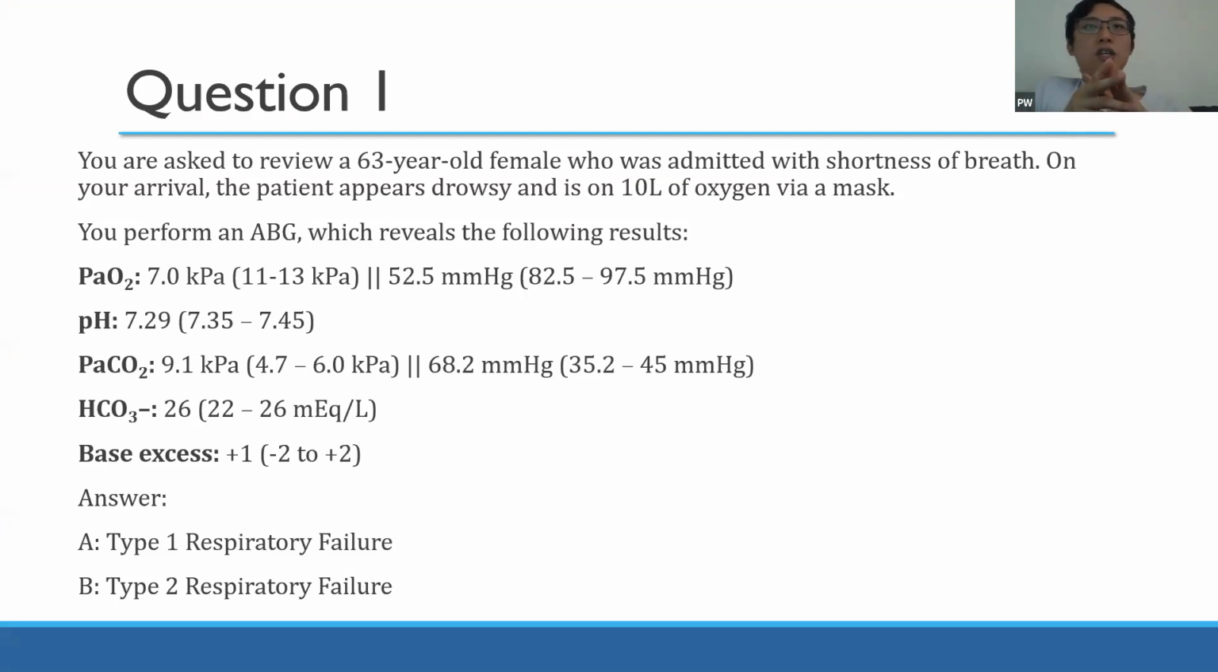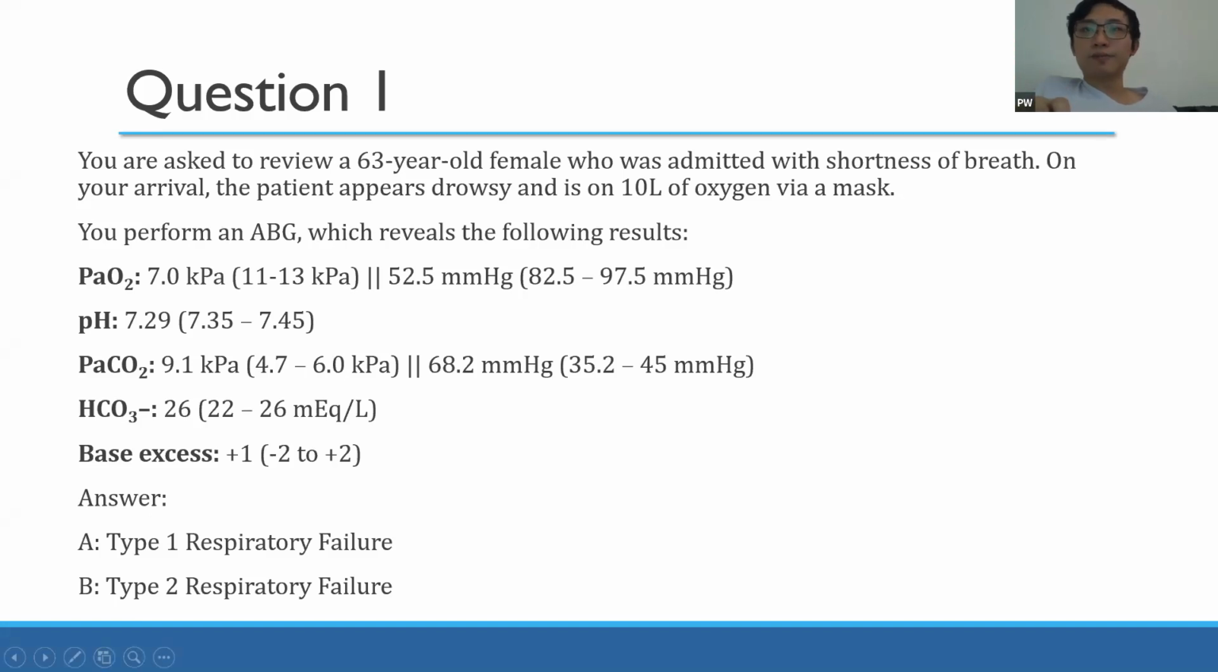So we've got a question. You're asked to review a 63-year-old female who's admitted with shortness of breath. On your arrival, the patient appears drowsy, on around 10 liters of oxygen via a mask. You perform an ABG, which reveals the following results. PO2 is 7, pH is 7.39, PCO2 is 9.1, hydrogen carbonate is 26, and base excess is +1. So are they in type 1 or type 2 respiratory failure?